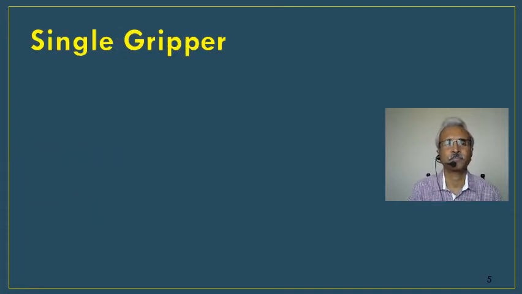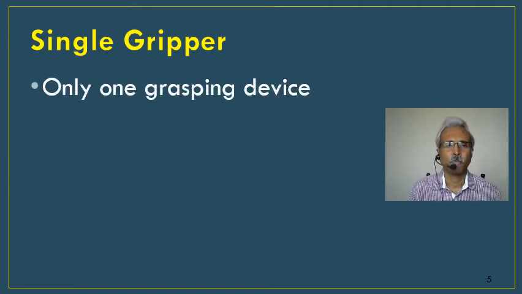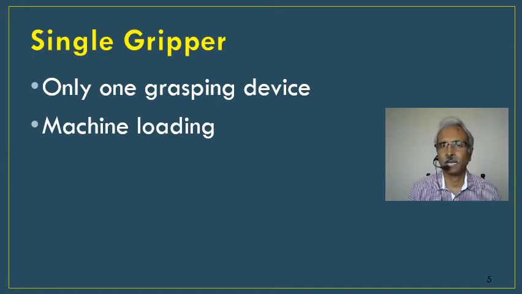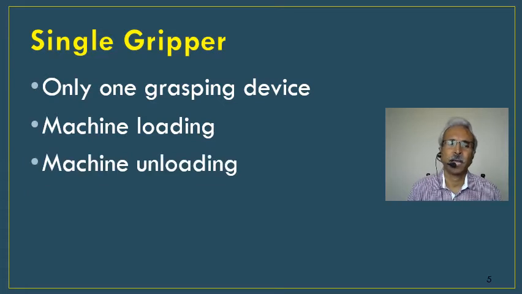So a single gripper, what can it do? There is only one grasping device, and it can be used to load a component or a raw material onto a machine, and you can unload it from the machine.